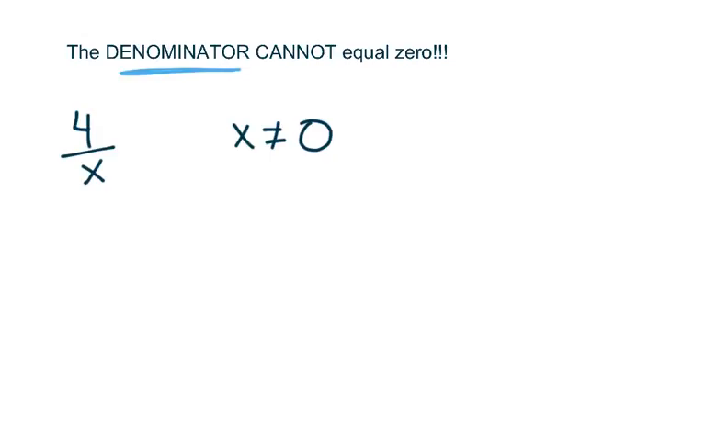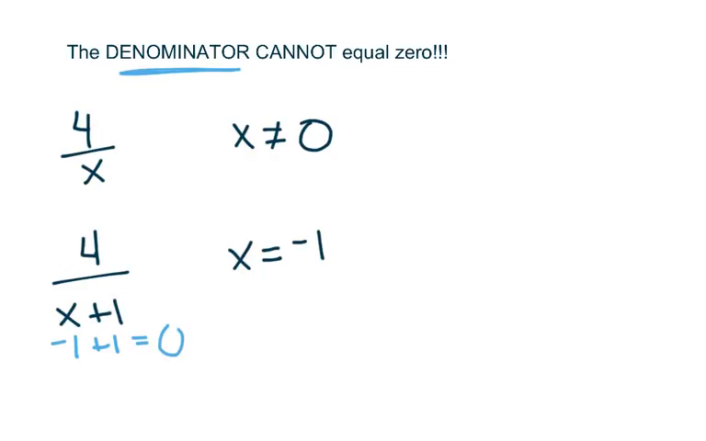All right, so let's try the equation 4 over x plus 1. There's a couple ways you can do it. One, you can look at the calculator, which we will do here in a second, but I know that x cannot equal -1, and we're going to test it. If I plug in -1 plus 1, what do I get? 0.